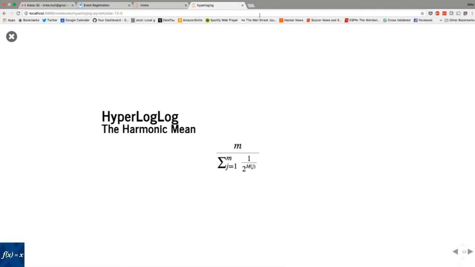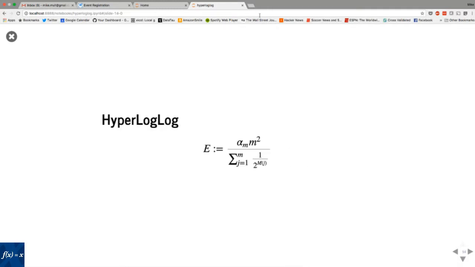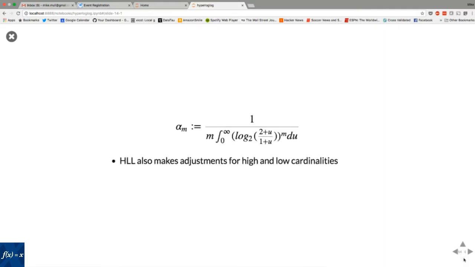This is the actual estimator for HyperLogLog, which again is just m times the harmonic mean plus this fudge factor alpha. So it's very similar to LogLog, except now you're dealing with the harmonic mean instead of the arithmetic mean. Alpha, very simple formula for alpha here. Yeah, so that's alpha.